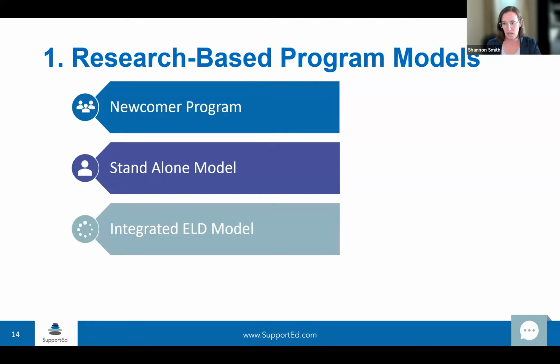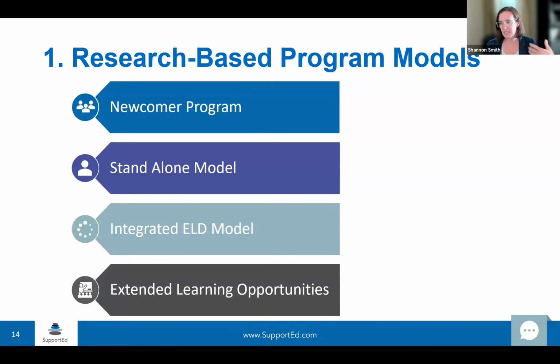And finally, sometimes things that we don't think about within our day are those extended learning opportunities. You might have an extended day model where students can get some additional learning, or after school or Saturday school programming where our SLIFE students are getting that extra focus on language, literacy, and content. But again, these program models are each different, but you can take bits and pieces of them, of what works within your context.